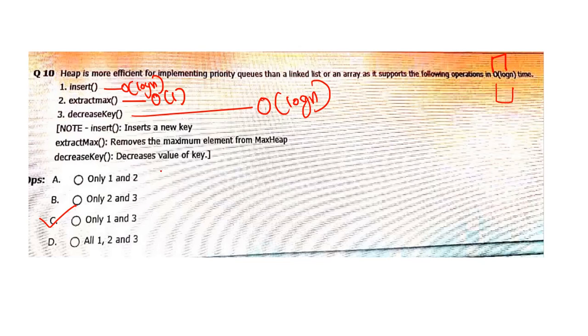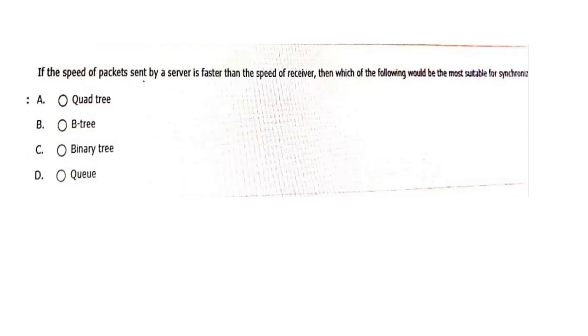Let's see the next question now. The question: if the speed of packets sent by a server is faster than the speed of the receiver, then which of the following would be the most suitable for synchronization? For this, the correct answer will be Queue. Why? Because when packets come, you have to serve them in FIFO order, that is first in first out, right? So the one that comes first will be served first. That is the case. And which data structure will help you in maintaining this concept? Queue, right? So Queue will be the correct answer for this particular question.